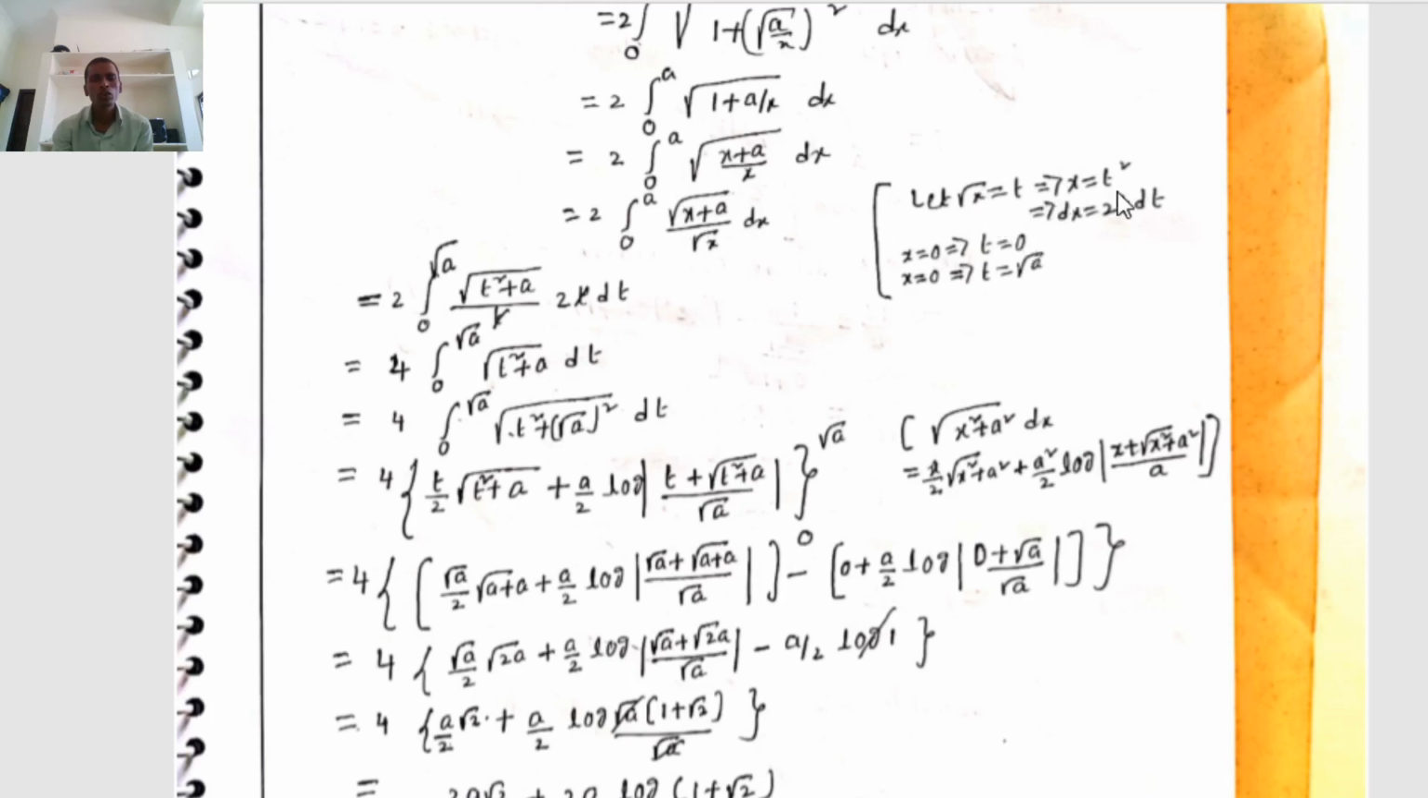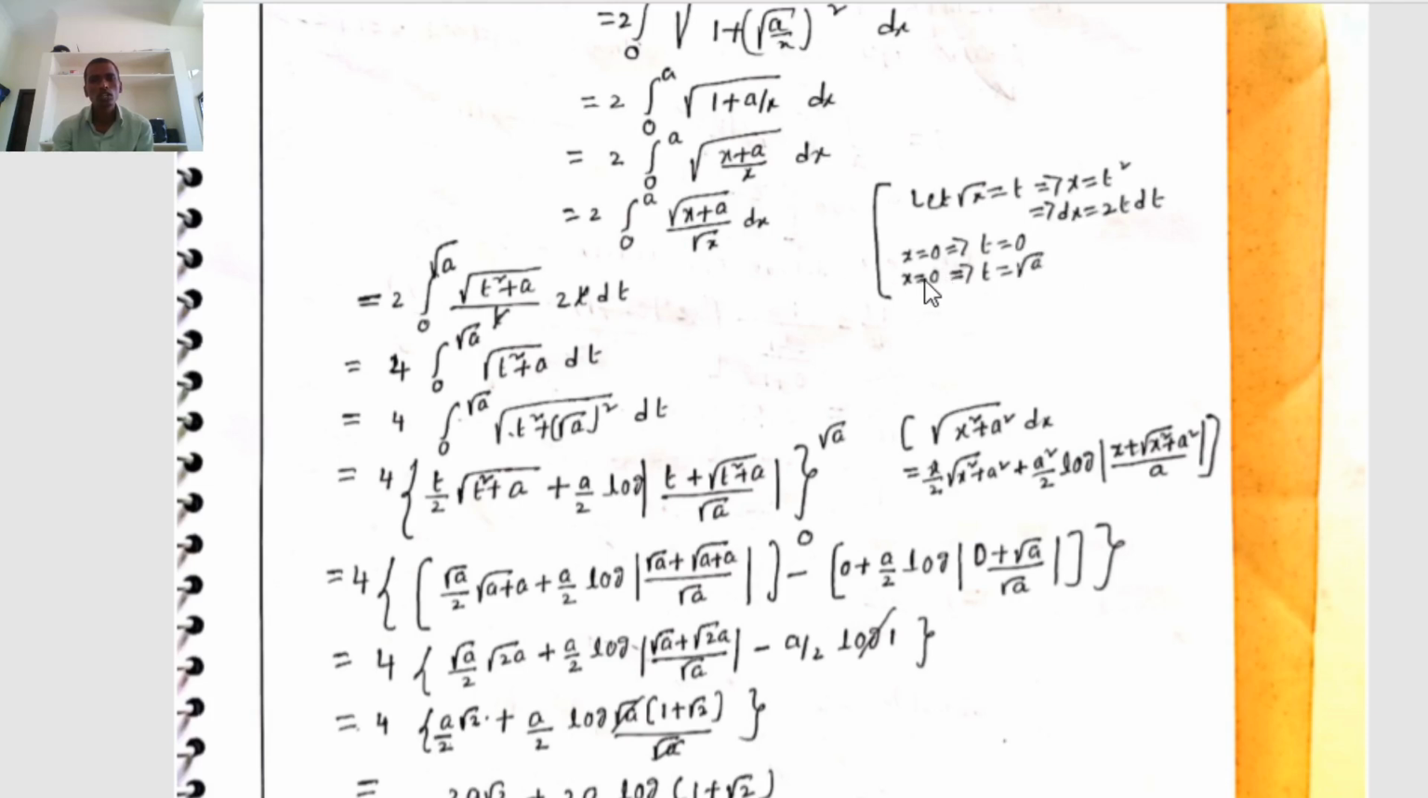Let root x equal t, that implies x equals t square, dx equals 2t dt. The lower limit of x is x equal to 0, so substituting x equal to 0, t square equals 0, that implies t equals 0. The upper limit is x equal to a, so t square equals a, that implies t equals root a. Therefore the limits of t are 0 to root a.